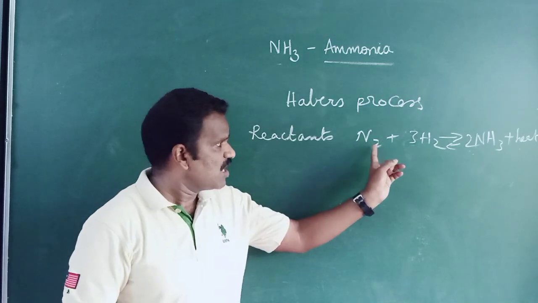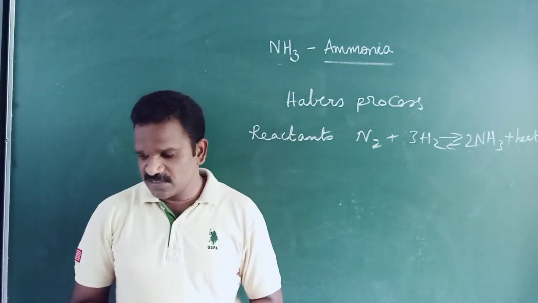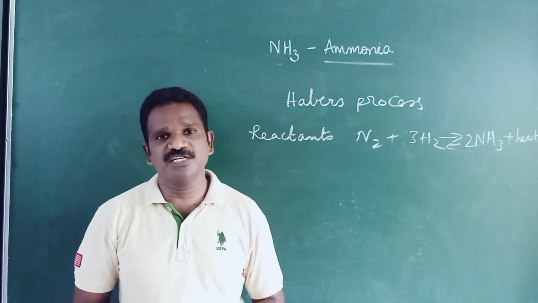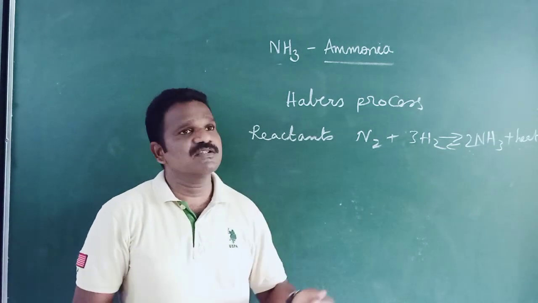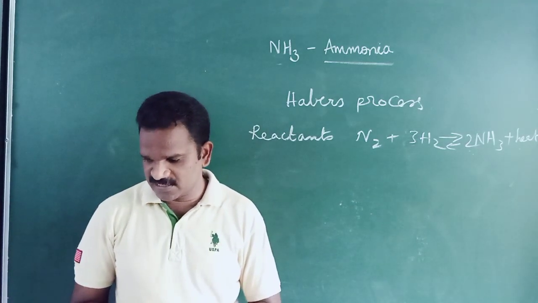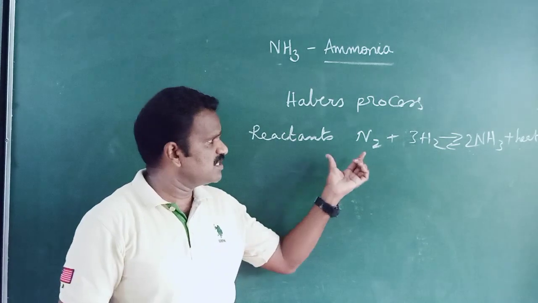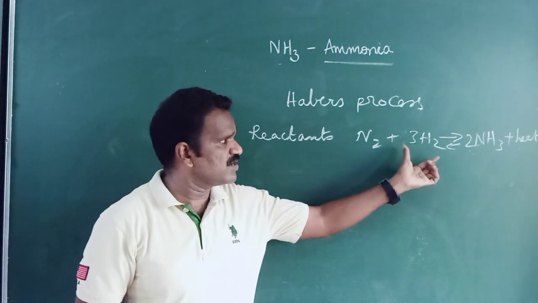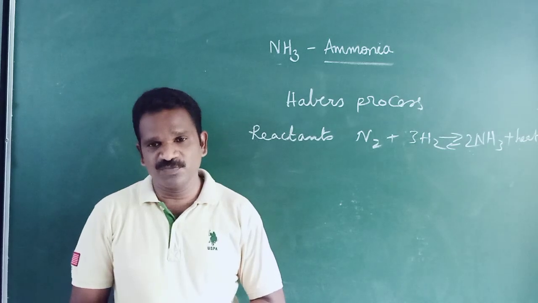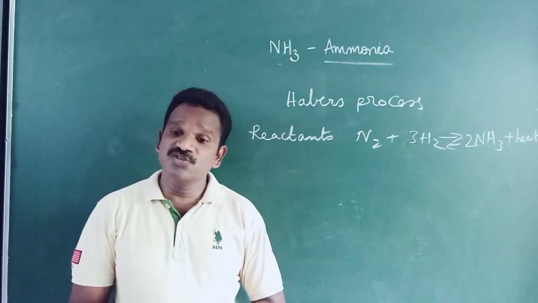So once again, how can we get nitrogen? Nitrogen, we collect from the free air by fractional distillation. Hydrogen, we collect with the help of water gas or natural gas. Now if you see the reaction, nitrogen and hydrogen react with one another for the production of ammonia, which is a reversible reaction, and it is an exothermic reaction.